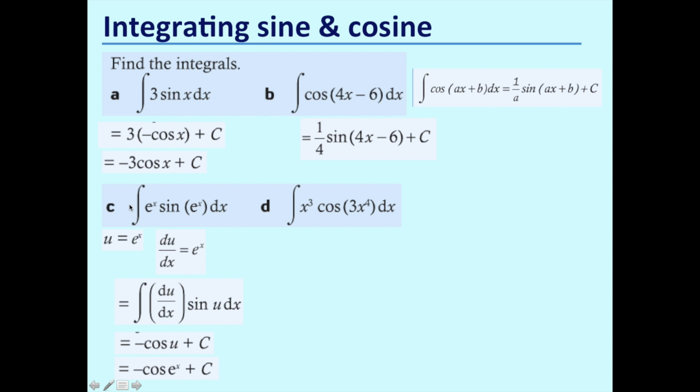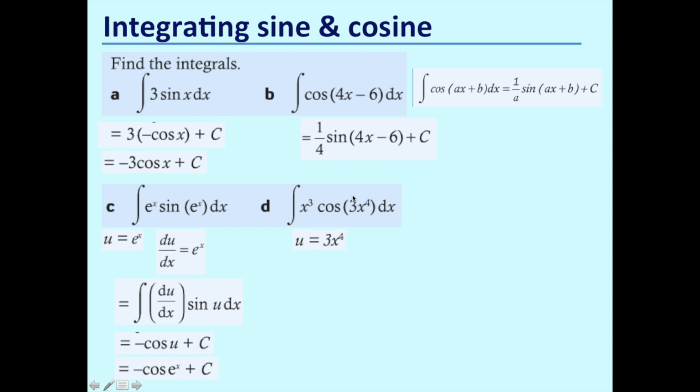So just to remind you then, the substitution method: if you have something you recognize within the function such that when you differentiate it, you end up with another part of the composite function, you can use a substitution method. So similarly in part D, we recognize that if I take the derivative of what's inside the brackets here, I'll end up with 12x cubed. So we've got an x cubed here.